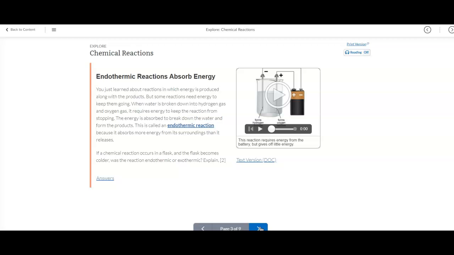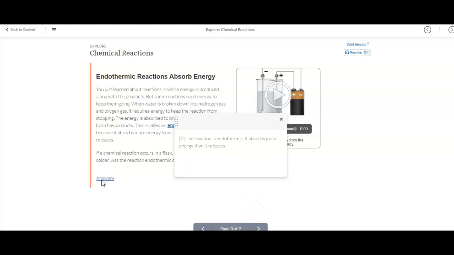If a chemical reaction occurs in a flask and the flask becomes colder, was the reaction endothermic or exothermic? So hopefully at this point you're saying easy, endothermic, because we know it got cooler and it absorbed more energy than it released.